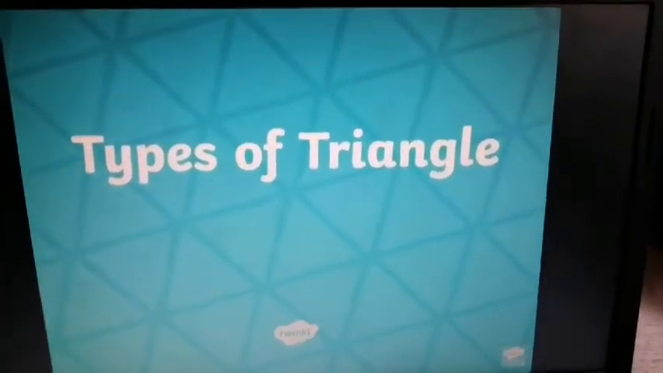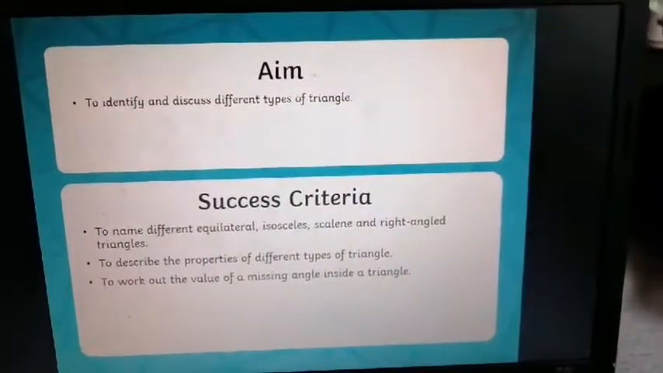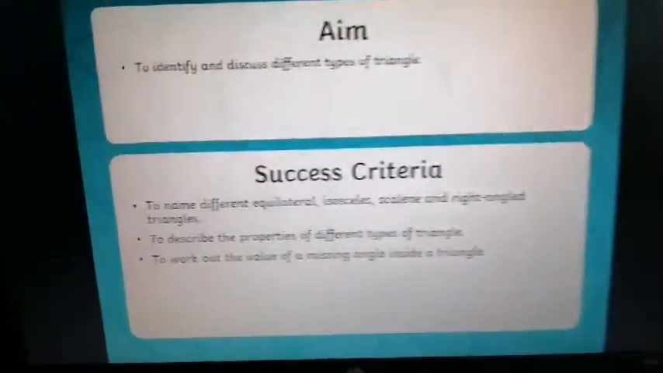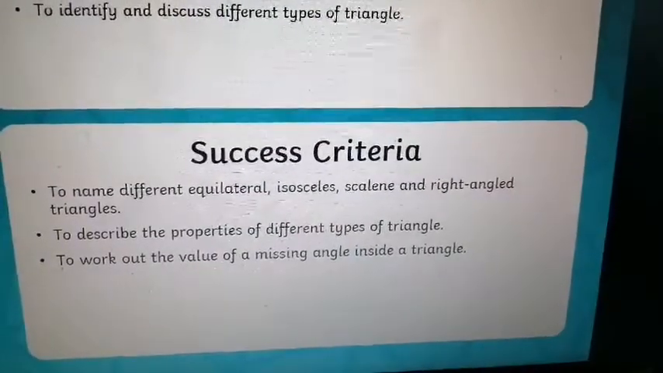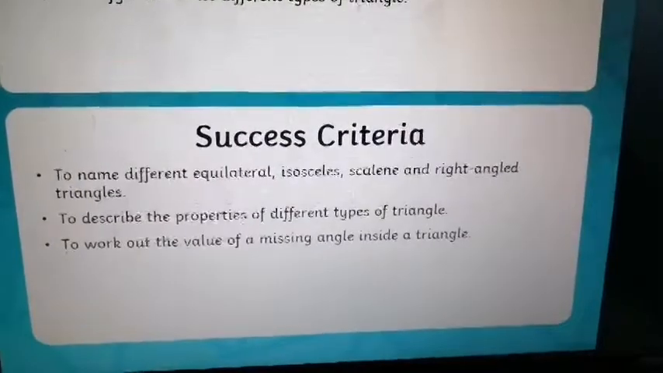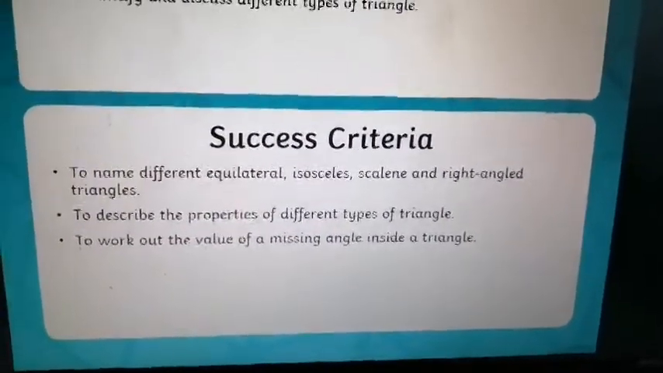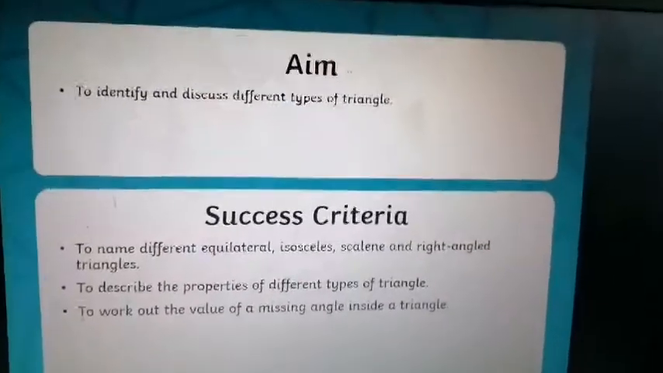Right, now we're going to look at types of triangle. So we're going to identify and discuss different types of triangle, to name the different equilateral, isosceles, scalene and right angle triangles, and to describe the properties of different types of triangle, and to work out the value of a missing angle inside a triangle as well.